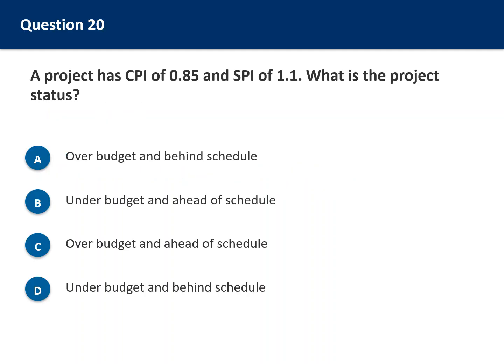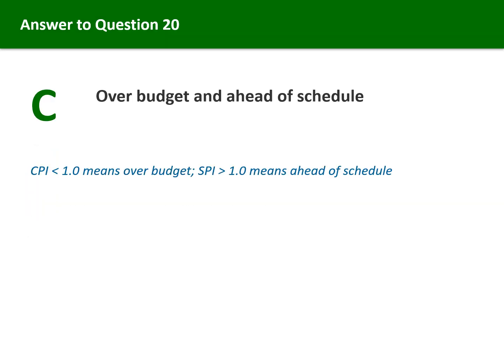Question 20. A project has CPI of 0.85 and SPI of 1.1. What is the project status? Option A, over budget and behind schedule. Option B, under budget and ahead of schedule. Option C, over budget and ahead of schedule. Option D, under budget and behind schedule. Apply the 1.0 rule to both indexes. The correct answer is C, over budget and ahead of schedule.